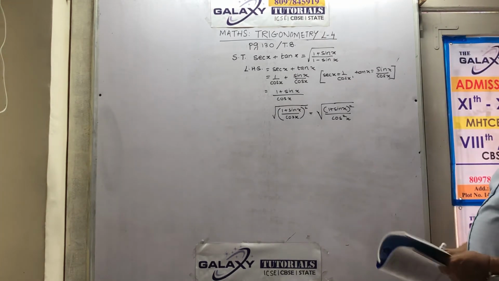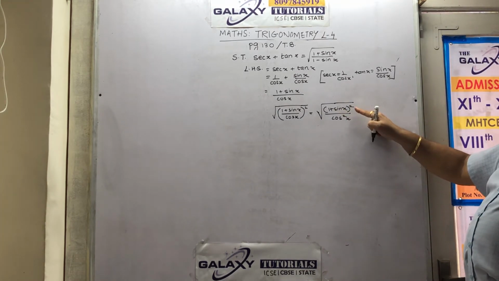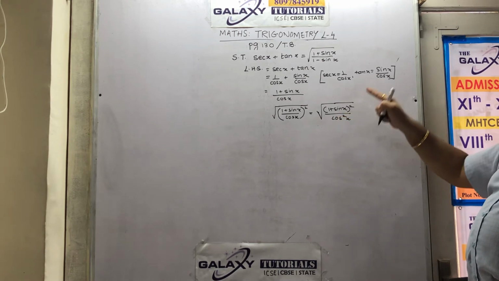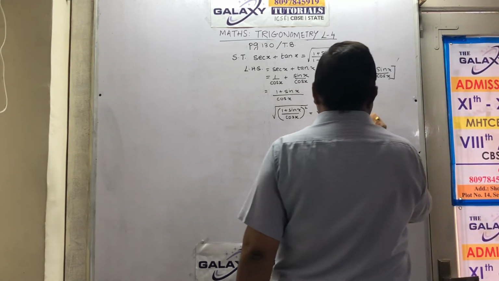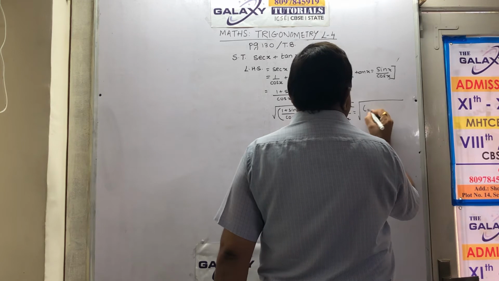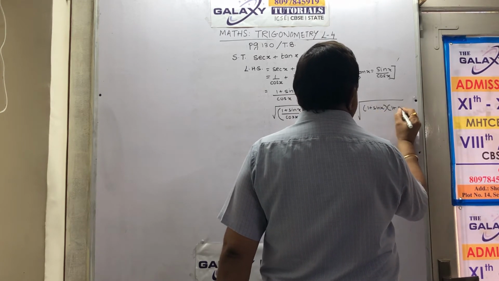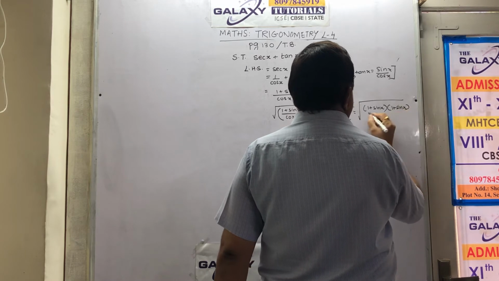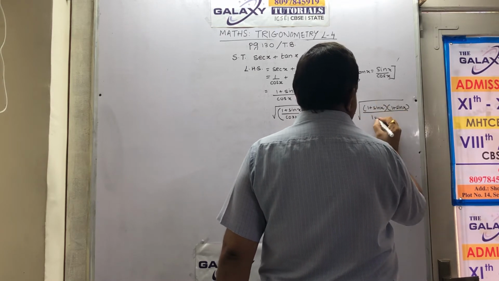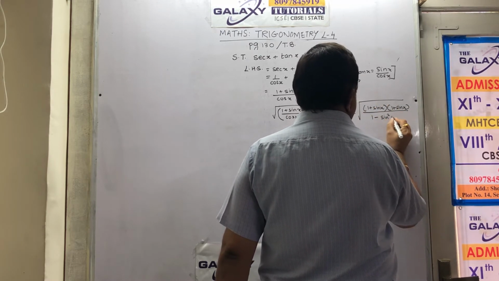Now a plus b the whole square is a plus b multiplied by a plus b. You have to multiply 2 times, you get a square. So 1 plus sine x into 1 plus sine x. And cos square x, please remember, is 1 minus sine square x.